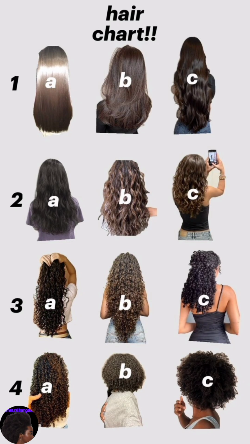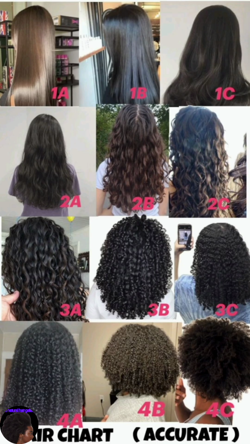I repeat, type 1 straight hair, type 2 wavy hair, type 3 curly hair, type 4 coily or kinky hair. Most African natural hair falls within type 4, which includes 4A, 4B, and 4C. Africans, we are type 4, but inside that 4 it includes 4A, B, and C.